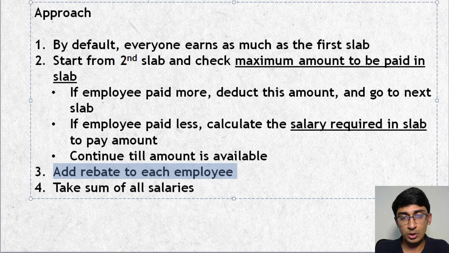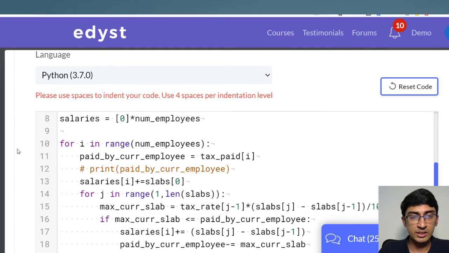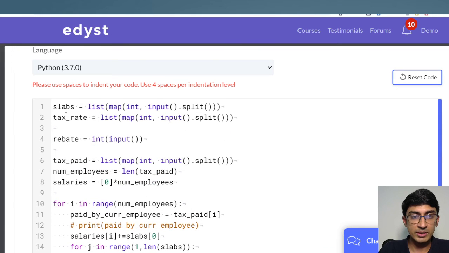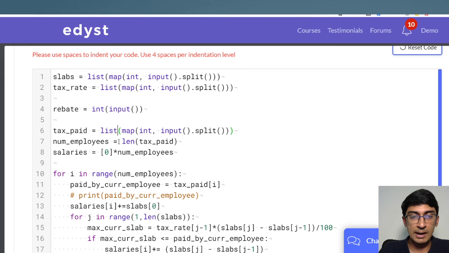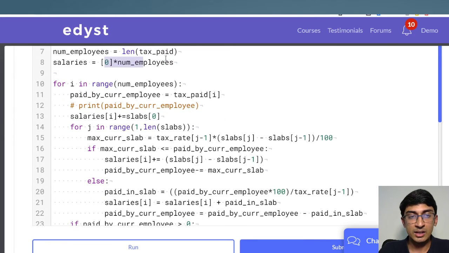I'll just show you the code a little bit. For a detailed code, you can always find it on the Edyst platform, but let me just show you the code a little bit over here. This is how I take the input. Again, this is in Python because most of the students were doing it in Python, but you can very easily convert this to C++, Java, or any other language you want. So basically we have the slabs. All of this is the input part, and after we've taken the input, I initialize a list to have 0 as the salary for each employee. What we first take is the amount of tax that person has paid, okay?